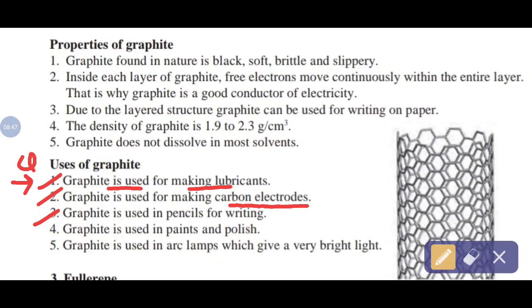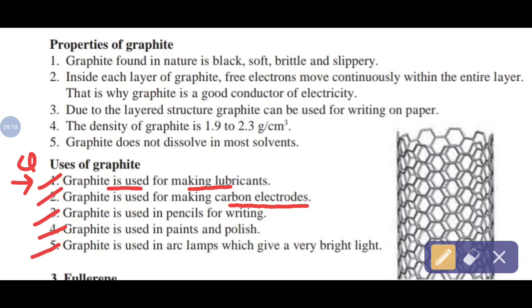Third one, graphite is used in pencils for writing. This is a very simple use. All of you know this. Fourth one, graphite is used in paints and polish. For example, shoe polish, all of you know about this, or black paint generally. So in paints and polish, what is used? Graphite is used.